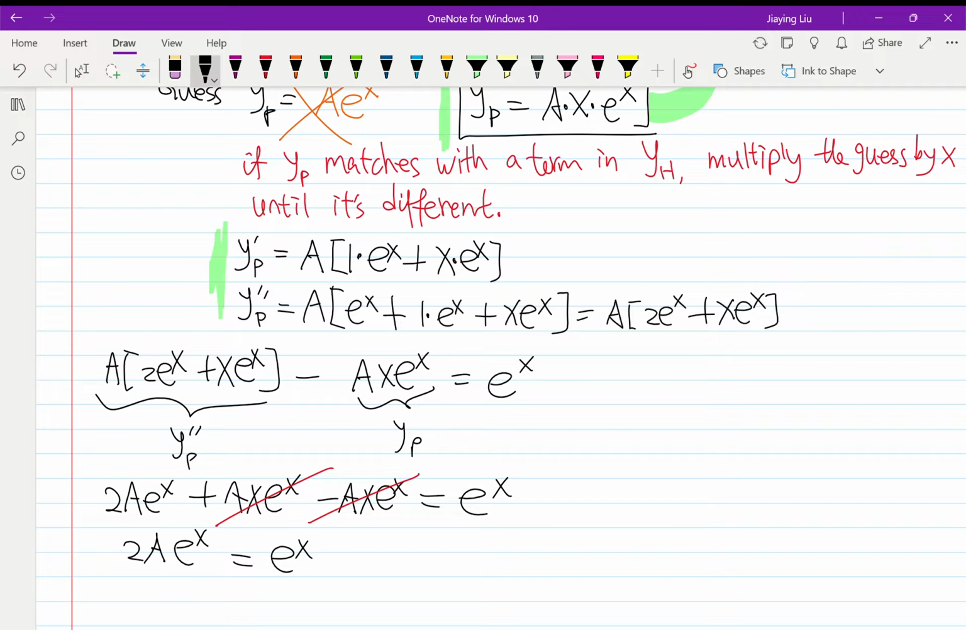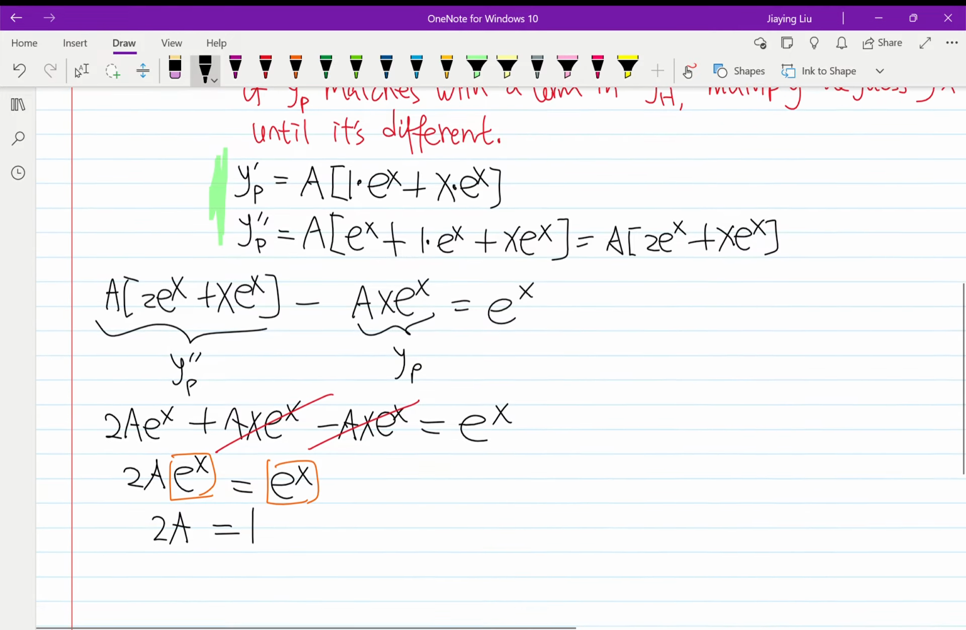I just look at them, like those two, in my eyes, so I have e to the x, e to the x on both sides of the equation. Therefore, the coefficients, the terms in front of them, must be the same. So that's 2a versus 1, so 2a must equal 1. a equals 1/2. This is just the way I do it.